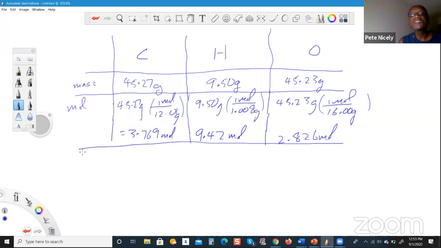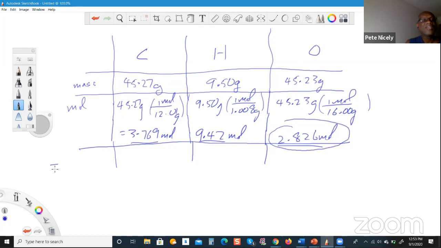So once we get the moles, the next step, if you recall, as we did in the previous two examples, is that we look at these three numbers here, and we try to determine which one is the lowest in value and divide right through by that value, which would be, again, the moles of oxygen. In this case, it would be 2.826 moles.